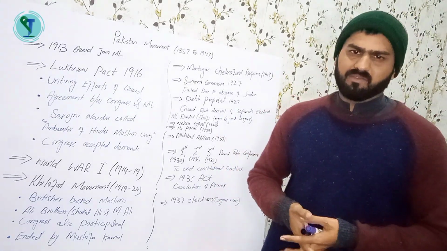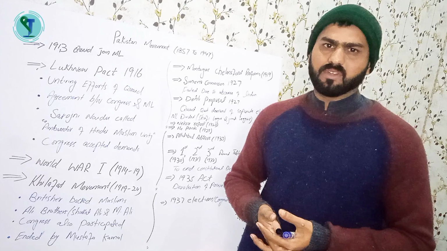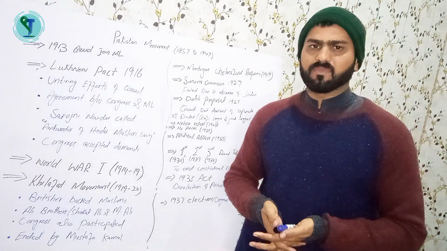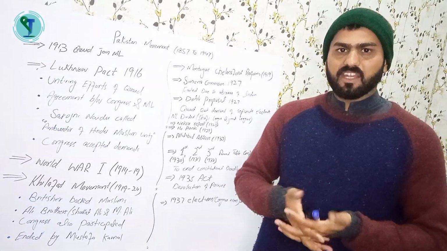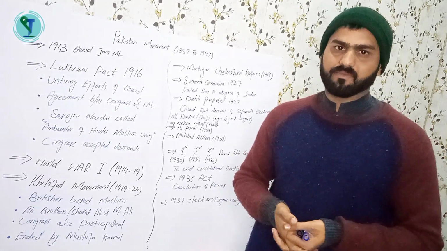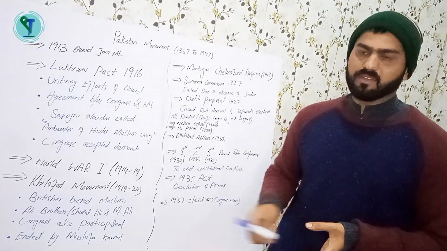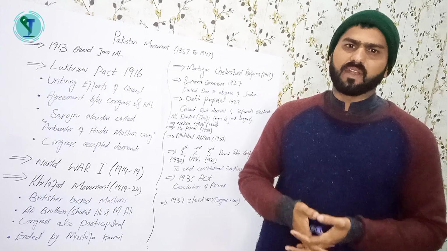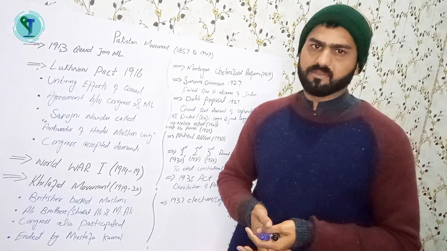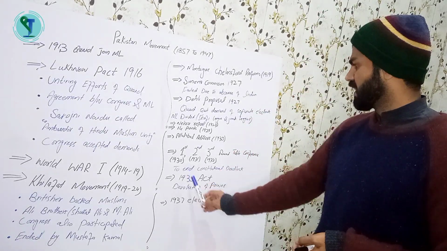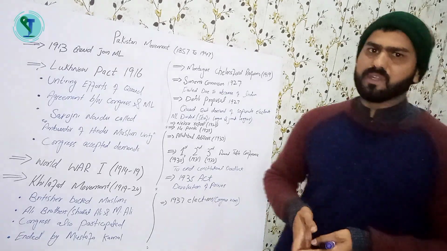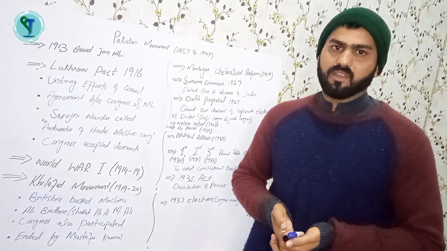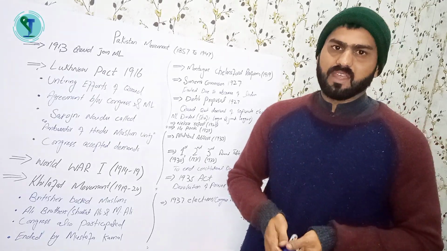Then in 1930, 1931 and 1932, three Round Table Conferences were held between Indian political parties and the British. But these conferences remained fruitless due to the different opinions of the political parties. Then in 1935, the British gave the Act of 1935.